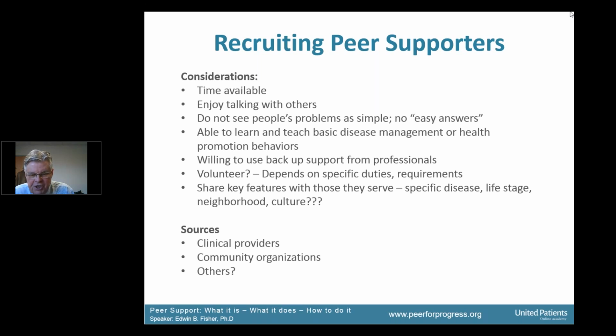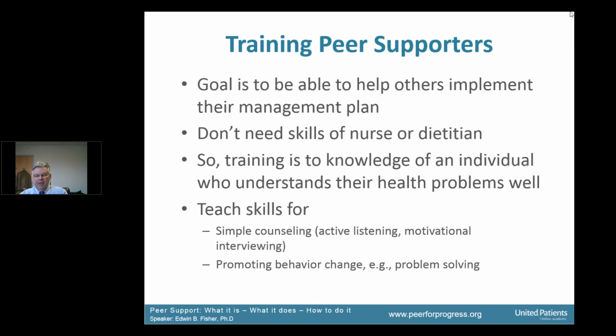And they probably need to share key features with those they serve, whether it's specific diseases or life stages, for instance, people who have just experienced widowhood or living in the same neighborhood or sharing same cultural perspectives. And how can you find these people? Well, frequently people recruit them through clinical providers, asking clinicians to identify patients who may be doing a good job of managing their diabetes or their heart disease. You can recruit them through community organizations or through other channels.